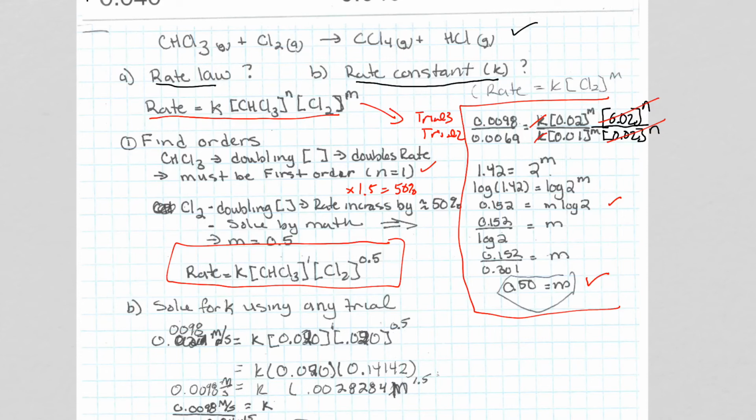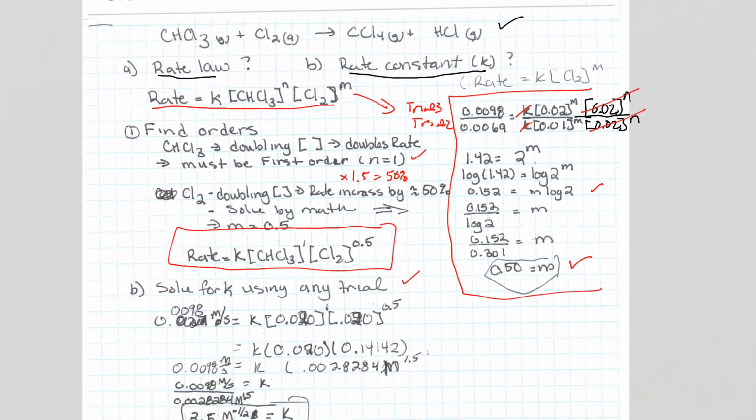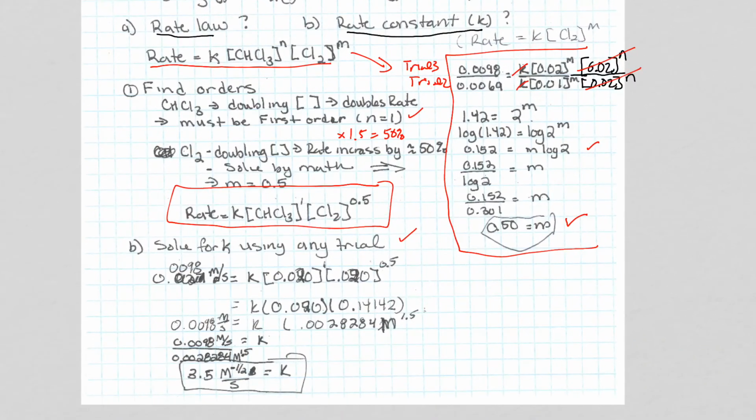Well, we have built-in rate information. We have 4 rates, in fact. We have trial 1, we have a rate, trial 2. So the idea is we can pick any trial. It shouldn't matter which trial you pick. You should get the same rate constant. That's the whole idea, that it's constant. And so we're just going to pick a trial. I picked trial 3 here.